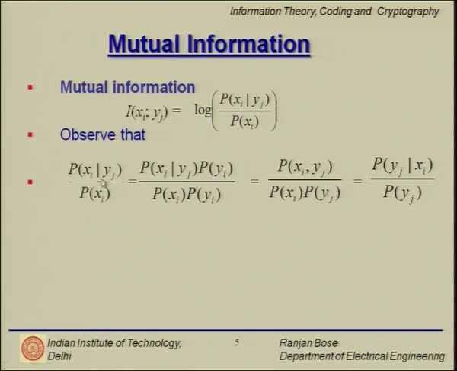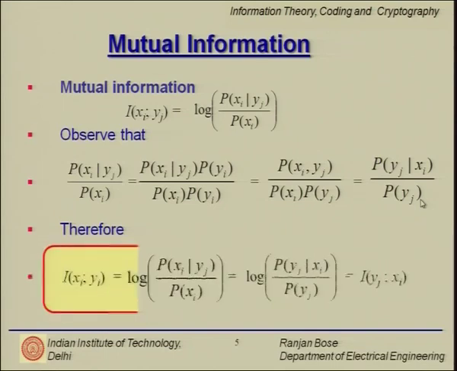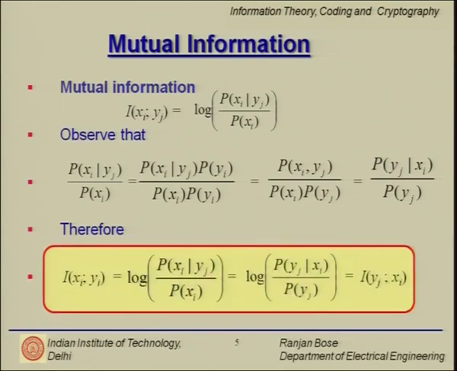But at the same time, if you do a little bit of mathematical juggling, you will realize that p(xi given yj) can simply be written, if you do these basic steps, as p(yj given xi) times p(xi) divided by p(yj). Therefore, we made this observation that I(xi; yj), the mutual information between xi and yj, is the same as I(yj; xi). So, it works both ways.